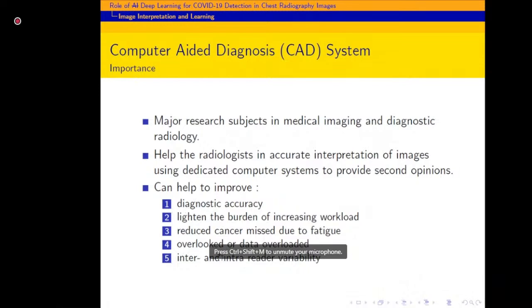And one of the most important things is it can also reduce the inter and intra-reader variability. This is a very simple concept. If somebody is suffering from some disease and visits two or three doctors, different doctors may have different opinions on the same report. And also if you go to the same doctor twice or thrice, the same doctor may have different opinions on the same report. That's the problem of inter and intra-reader variability. You will not find that in the case of a computer-aided diagnosis system.